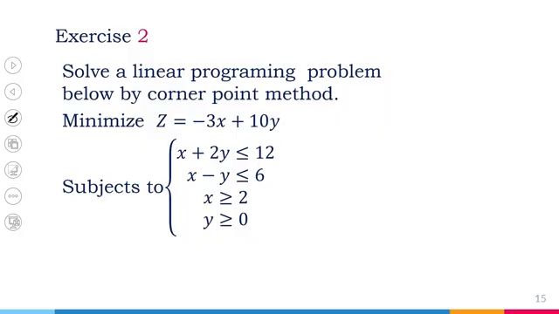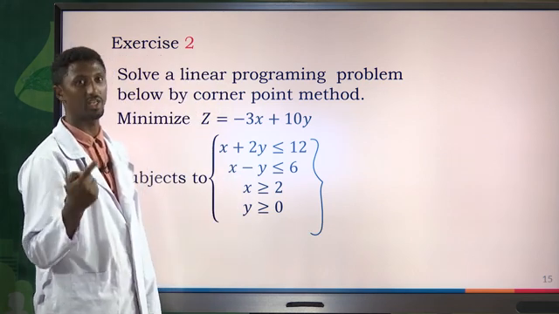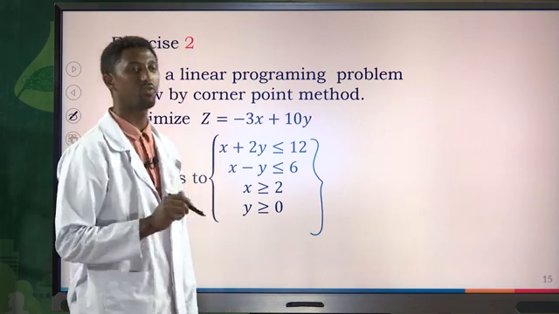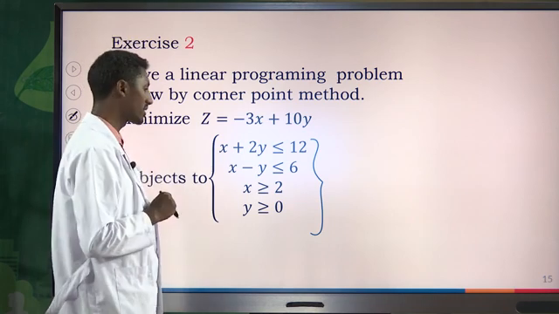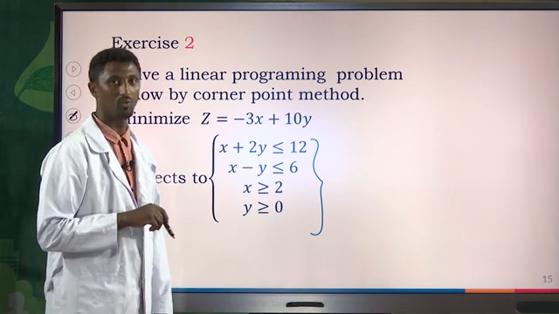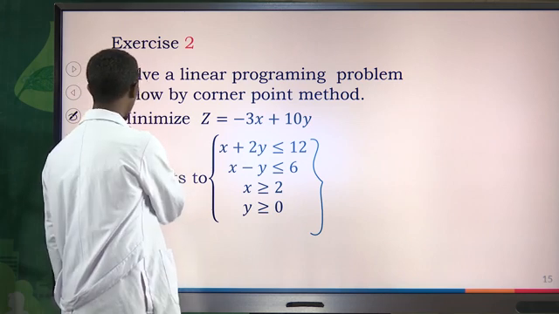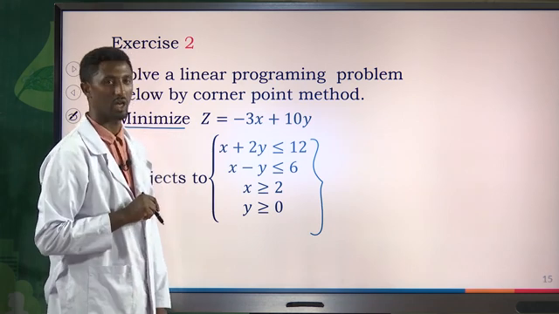Example 2, it is the same problem. Solve the linear programming problem below by the corner point method. Draw all these constraints on a single coordinate system. Then identify the feasible region and find every corner point. Then evaluate z at each of the corner points. And finally, identify which one is the minimum value among the corner points.